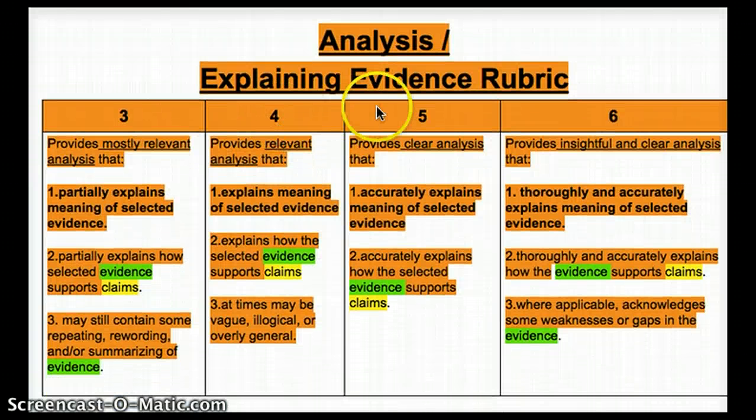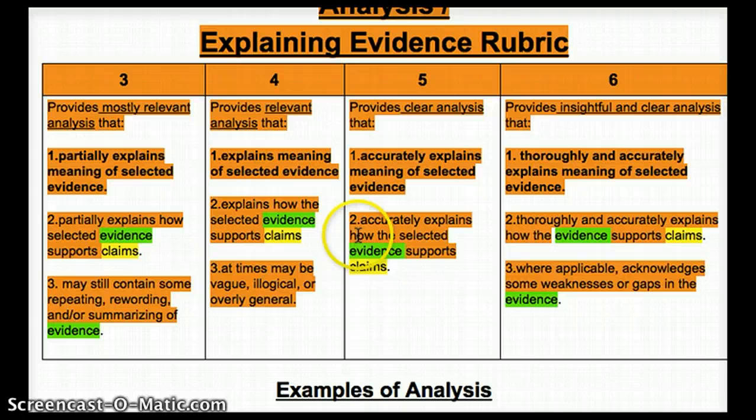Before we start, let's look at the rubric to understand what we're going to do. To get a 5, your analysis has to be accurately explaining what the evidence means, and also how that selected evidence supports your overall claim that the revolution was good or bad, or the revolution was caused by this or that. To get a 6, you need to thoroughly and accurately explain the meaning of the text, which means don't just restate it, actually really dig into the meaning. Explain how the evidence supports your claim, but also see when the evidence is weak or there's things missing in the evidence. So let's practice doing this.